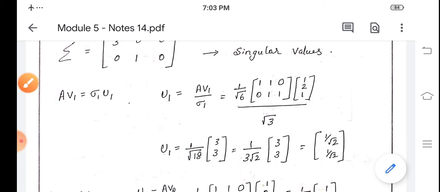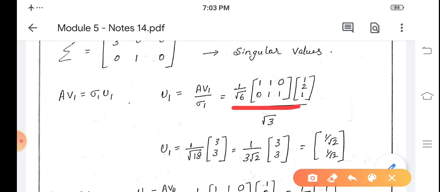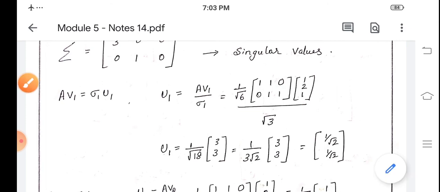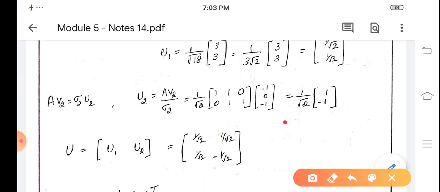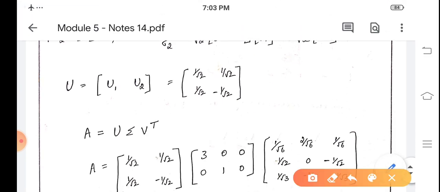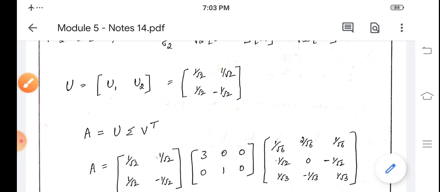We have AV1 equal to sigma 1 U1, that gives U1 equal to AV1 by sigma 1, that is 1 by root 6, 1 1 0, 0 1 1 multiplied by 1, 2, 1, divided by root 3, that gives U1 equal to 1 by root 2, 1 by root 2. Similarly, we find U2, that is U2 equal to 1 by root 2 into 1, minus 1. So U is first column U1, second column U2, that is 1 by root 2, 1 by root 2, and second column 1 by root 2, minus 1 by root 2.